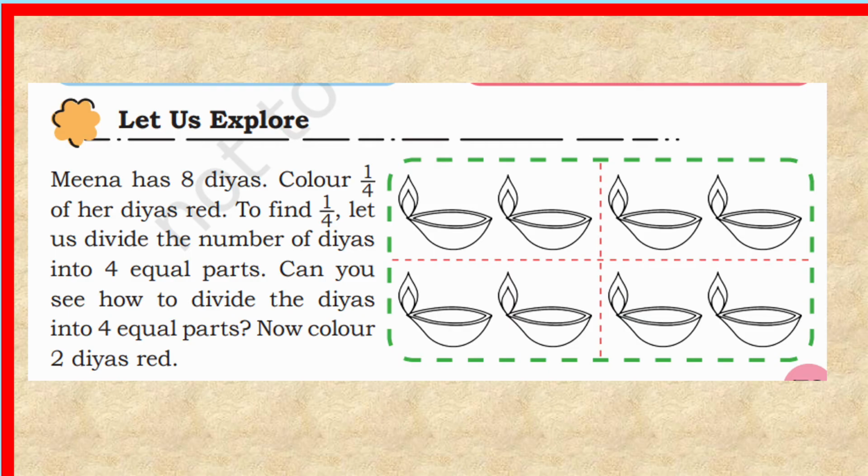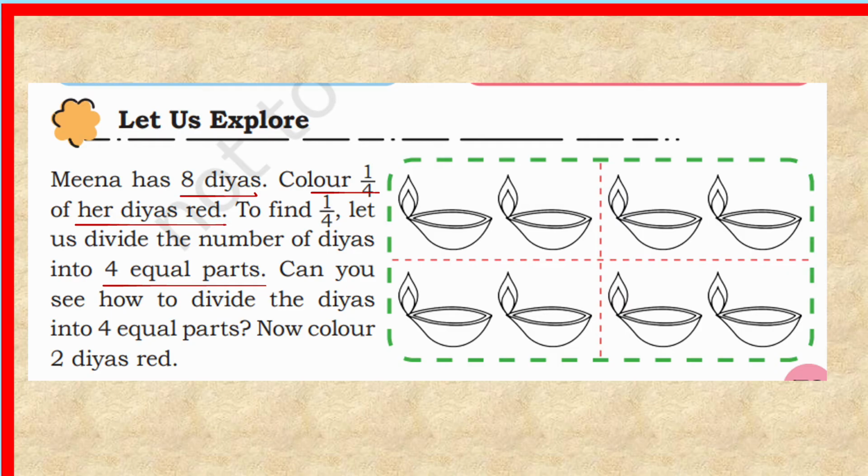Let us explore. Meena has 8 diyas. Color 1 by 4 of her diyas red. To find 1 by 4, let us divide the number of diyas into 4 equal parts. Meena has 8 diyas or small lamps. Color 1 by 4 of her diyas red. We have to find 1/4 or 1 by 4th of Meena's 8 diyas and color them red.